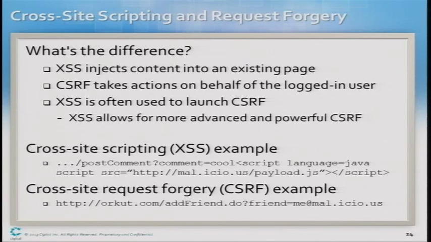So here are two quick examples, pretty straightforward. Cross-site scripting: posting a comment, for example, to a message board and injecting some script tags into it. And here is an example of CSRF: adding the attacker as a friend behind the victim's back, so to speak, on their social network so they can see their contacts.